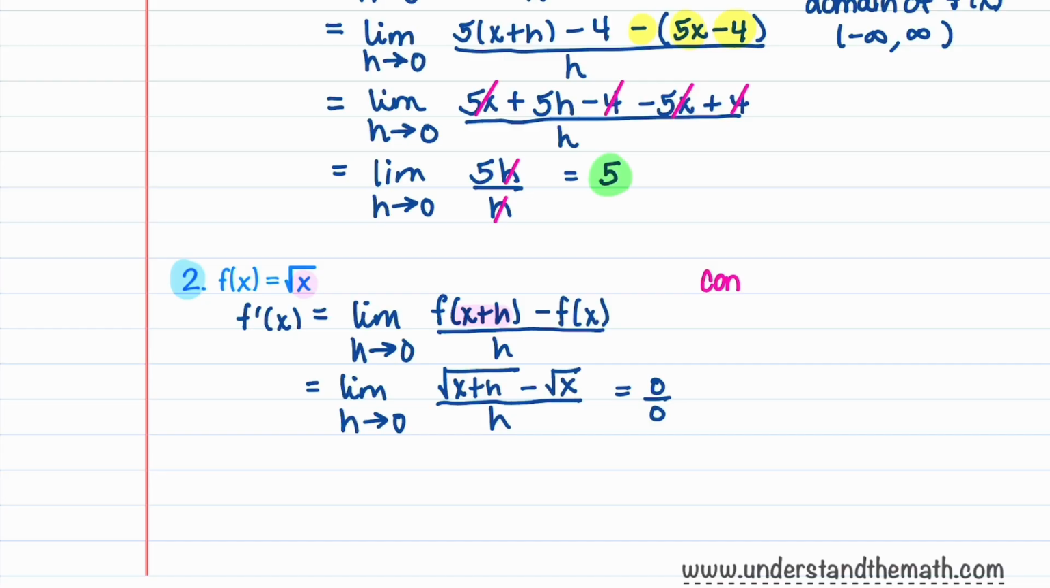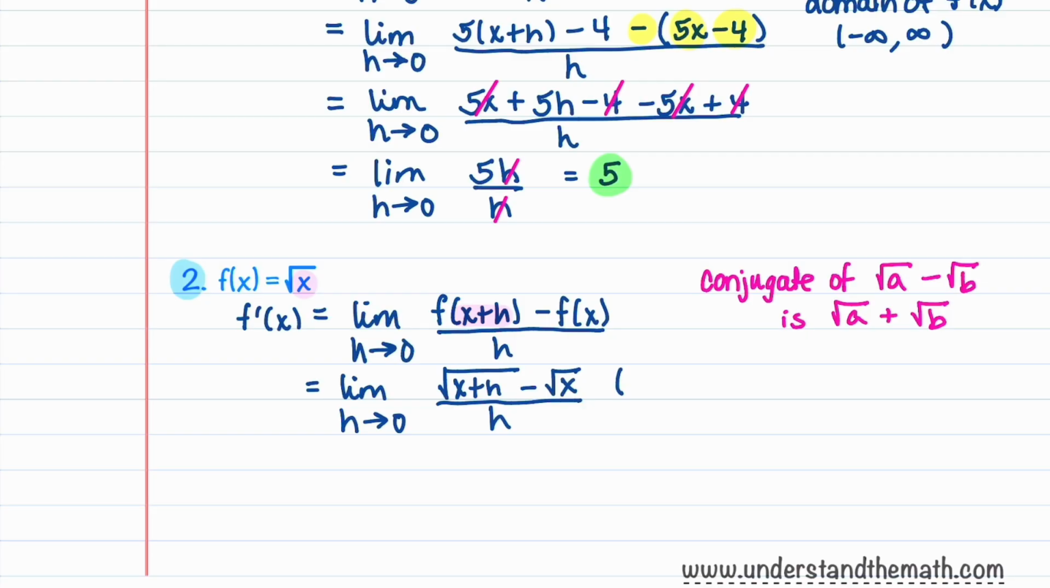The conjugate of the square root of a minus the square root of b is the square root of a plus the square root of b. I'm going to go ahead and erase the 0 over 0 just because we're going to run out of space if I don't. And now we're going to multiply by the conjugate.